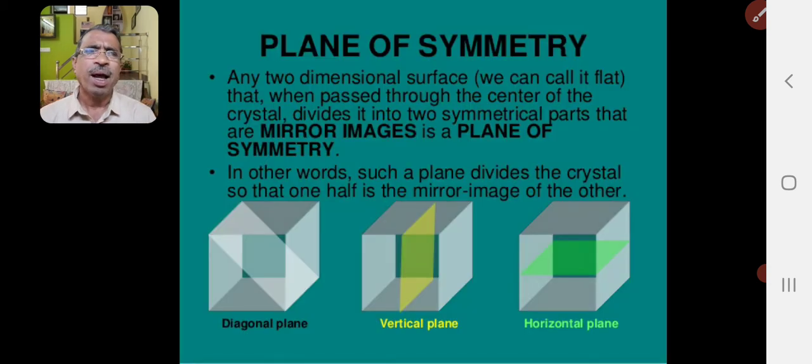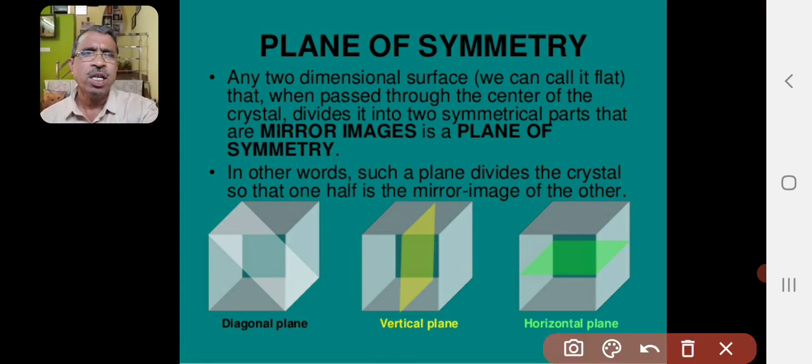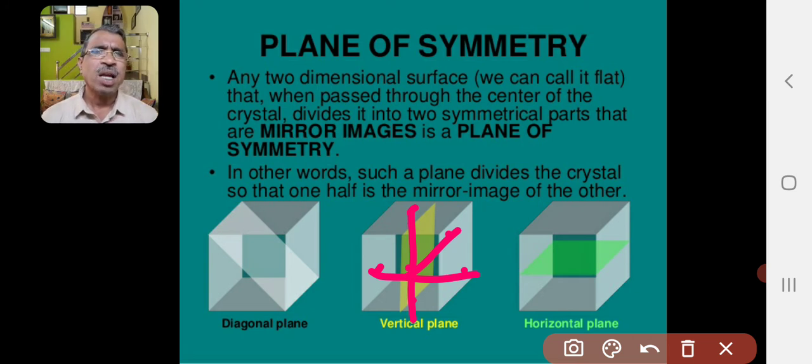In this diagram, as I have said, this is a rectangular plane of symmetry. In this, you have 6 faces. Now if I take these 6 faces and cut them, how many planes of symmetry do you get? You get 3 planes of symmetry. These are called the 3 rectangular planes of symmetry.